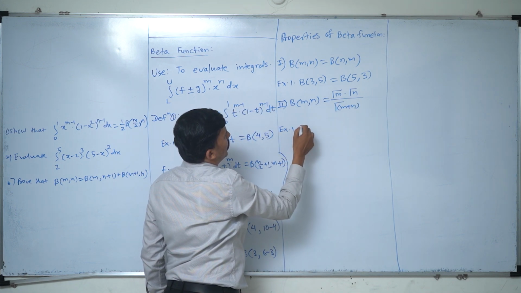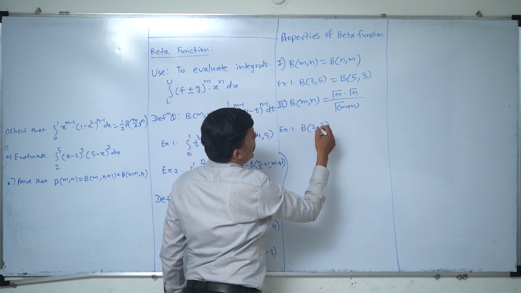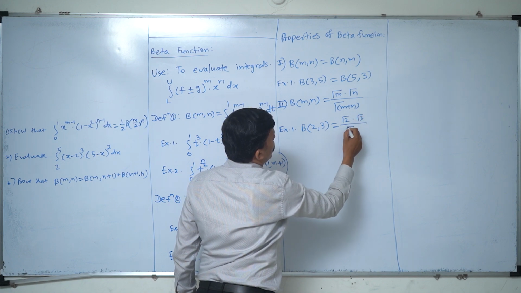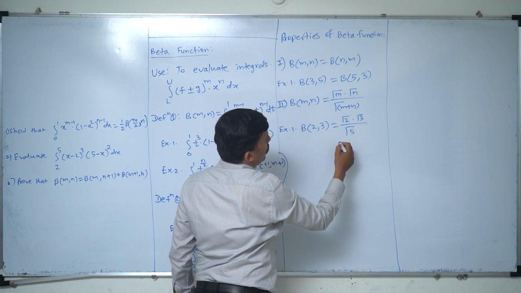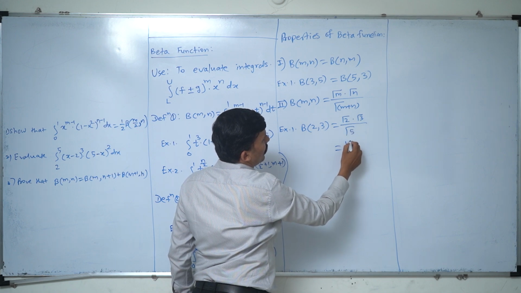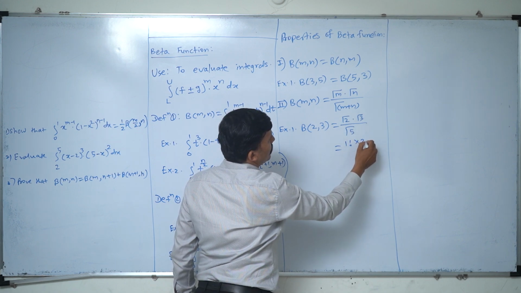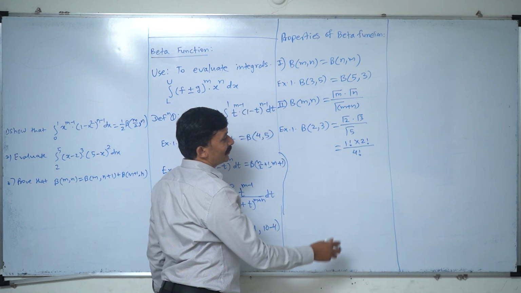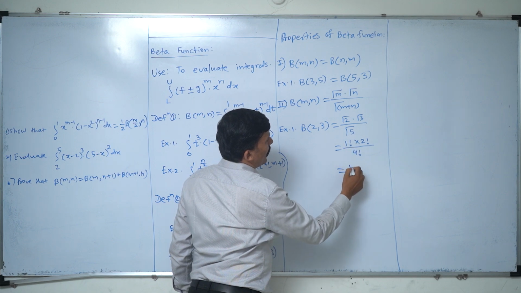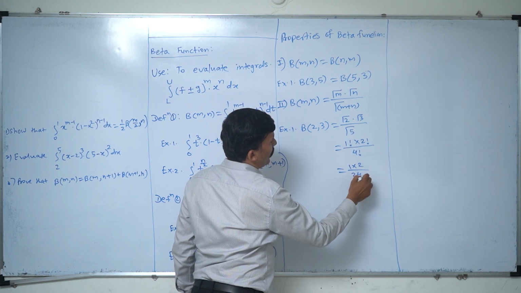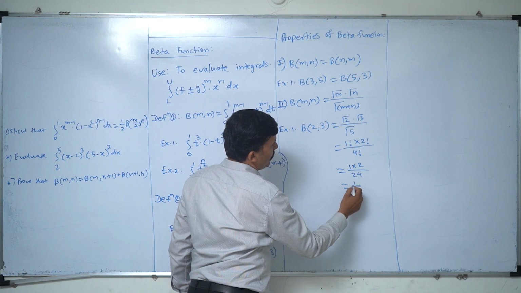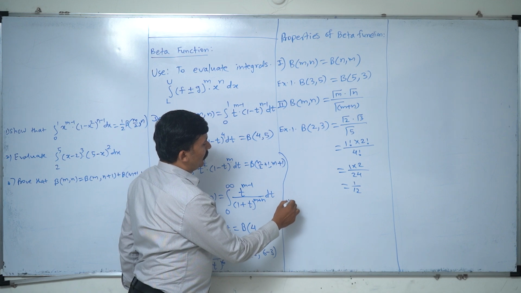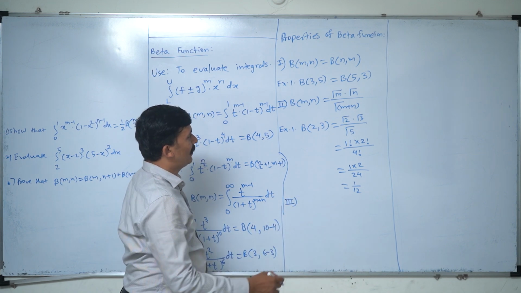For example, beta of 2 comma 3, its answer is gamma 2 into gamma 3 upon gamma of 2 plus 3, which is 5. You can simplify this. Gamma 2 is 1 factorial, gamma 3 is 2 factorial, gamma 5 is 4 factorial. 1 factorial is 1, 2 factorial is 2, 4 factorial is 24. So its answer is 1 by 12. This is the second property.